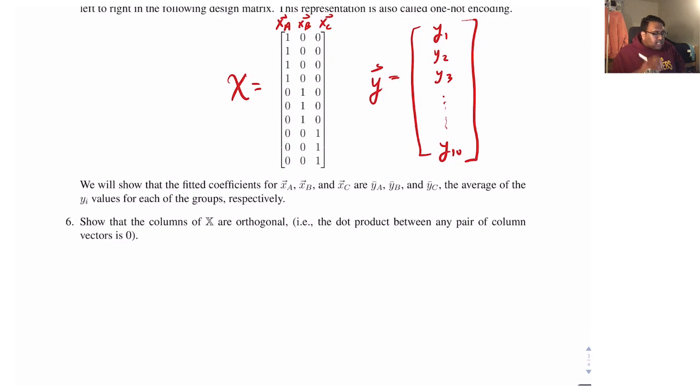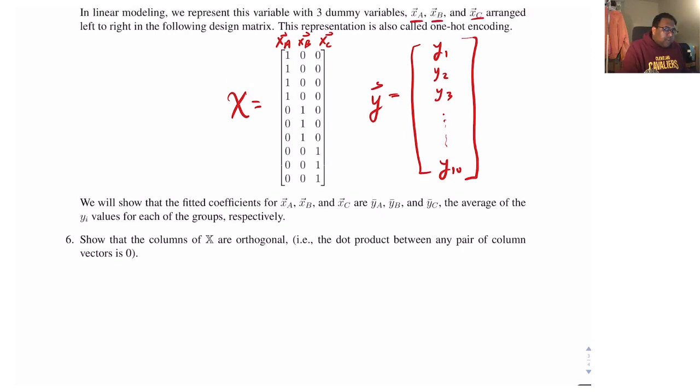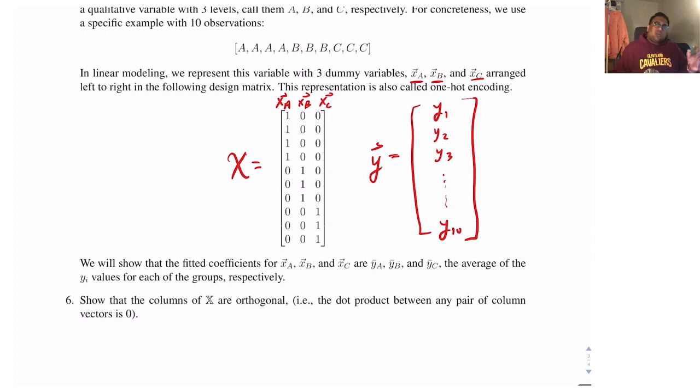Okay, in problem 6, we're told to show that the columns of X are orthogonal, i.e. the dot product between any pair of columns is equal to 0. And so an intuitive way to see that is by looking at the matrix and realizing that for each row, there's a 1 in exactly one of the columns, and both of the other columns are equal to 0. So if I pick any 2 of these columns, so for example, if I look at the first and second, and I look at each row, one of those elements will be a 0, at least one of them. And if you look at the bottom ones, they're both 0.